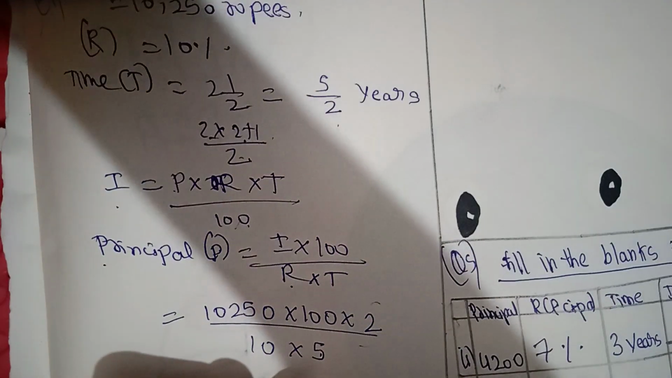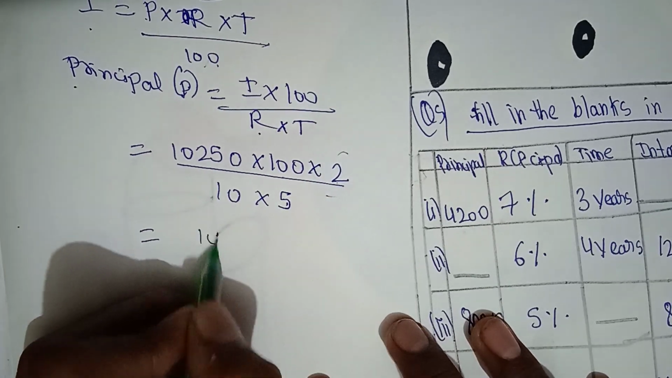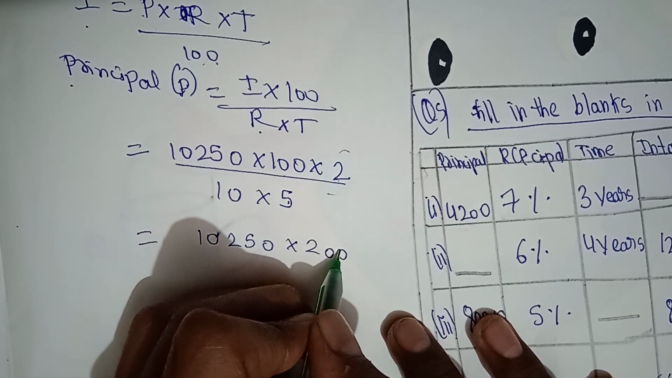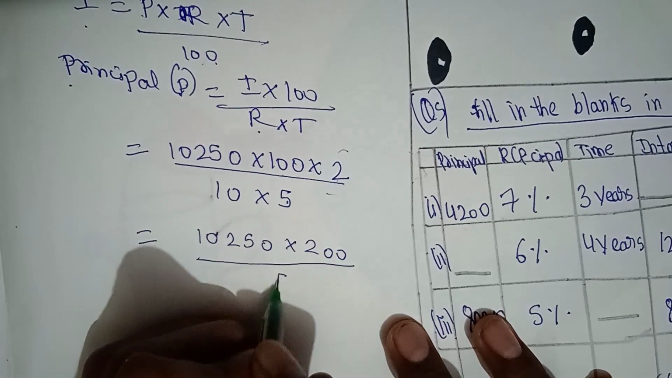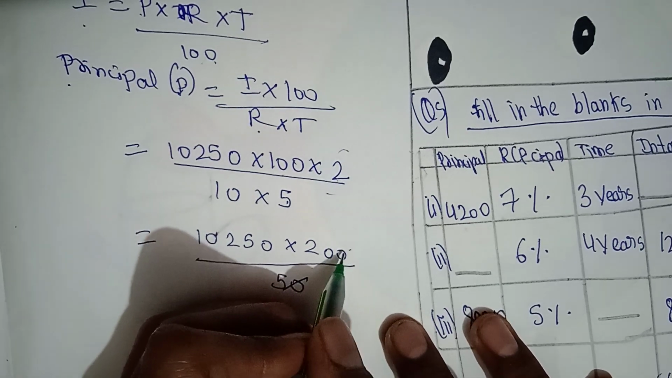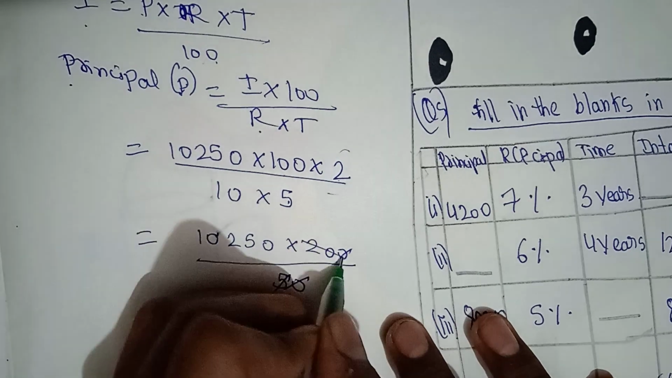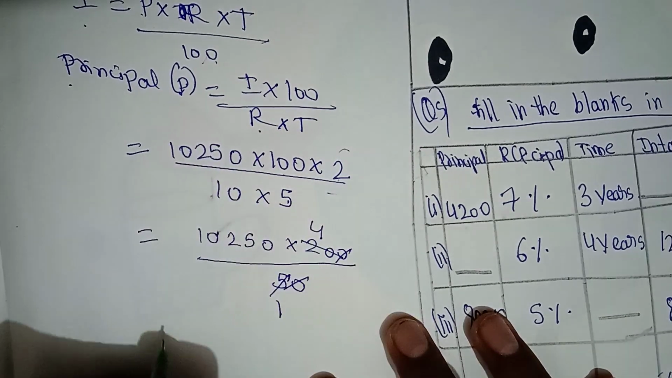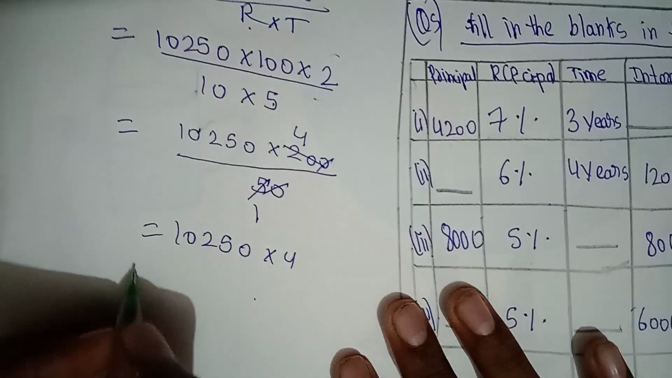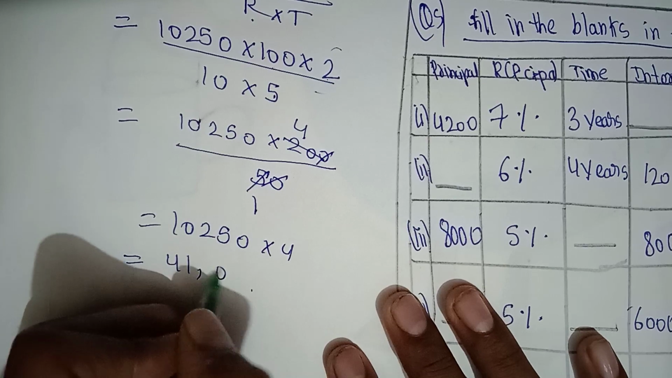Okay. So we will simplify this. 100 2s are 200. So that will be 10,250 into 200 upon 10 5s are 50. Now we will cancel it. 10 and 10 get cancelled here. Then 5 1s are 5, 5 4s are 20. So we are left with 10,250 into 4. So our answer, when we multiply this, is 41,000.